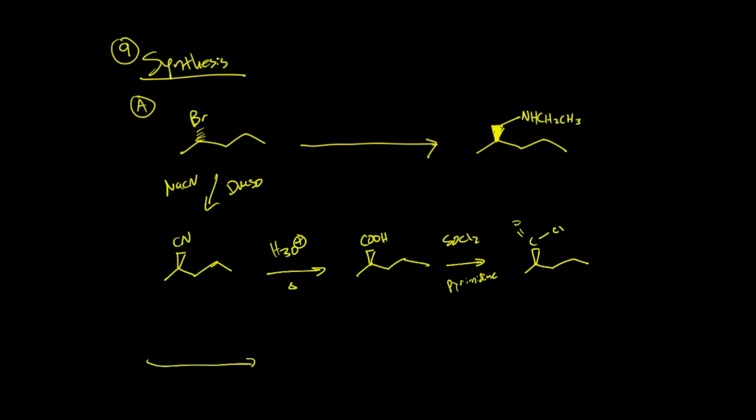If I react this with two equivalents of some sort of nitrogen, in this case it looks like I have CH2CH3, so I want two CH2CH3s, right? Because of the mechanism, I'm only going to be adding one of these guys, but I need two in order to go through the full mechanism. So that's going to give me an amide in the place of the acyl chloride. Here's that amide. Now all I have to do is reduce this amide down into an amine.